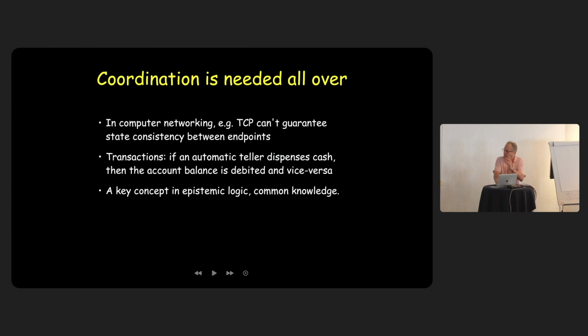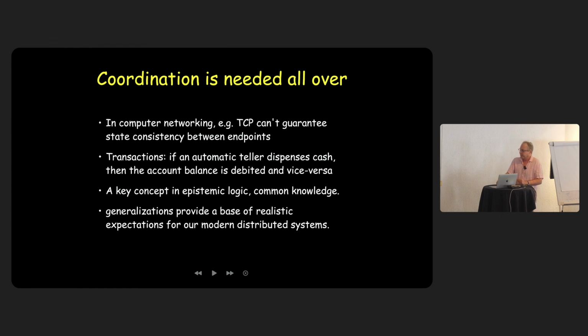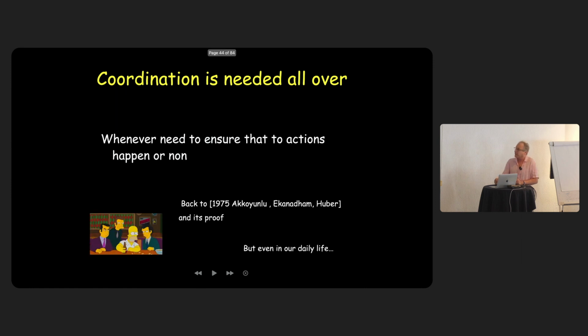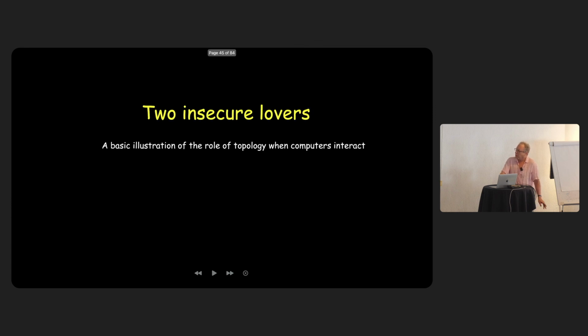And it's a key concept in other areas, common knowledge and other generalizations, that provide a basis for what are the realistic expectations of what we can achieve with our distributed systems. So how do you prove this impossibility that was informally stated in the initial paper of Akkoyunlu and Huber? I will describe it with two insecure lovers, instead of gangsters, trying to be a bit more positive and more precise.